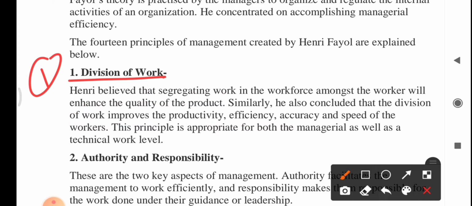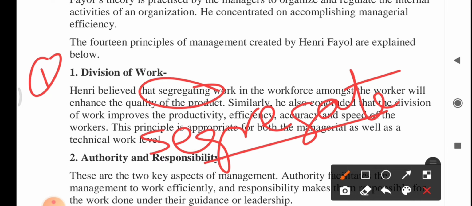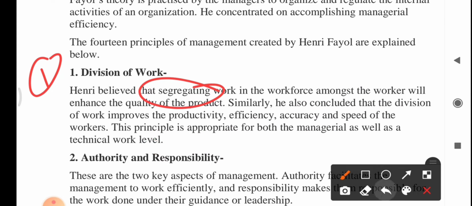If we look at the term at the starting, that is called segregating. The word is actually derived from the word segregate. Segregate means to separate or to divide, especially to separate people for work purposes. That is the meaning in this context.